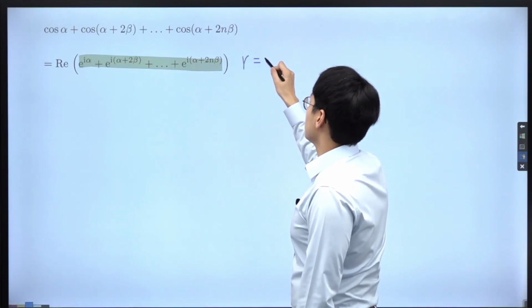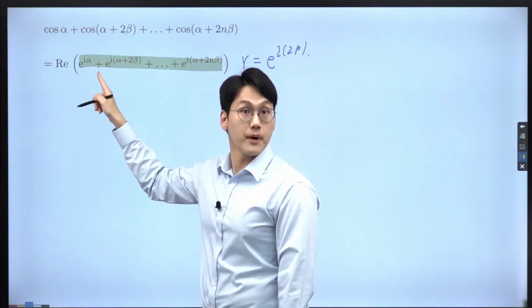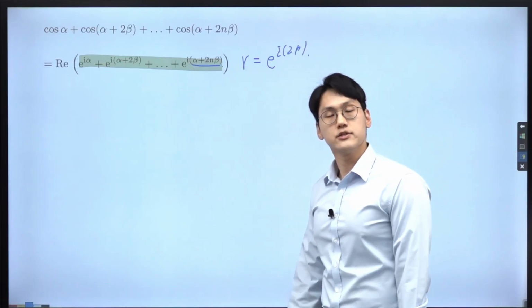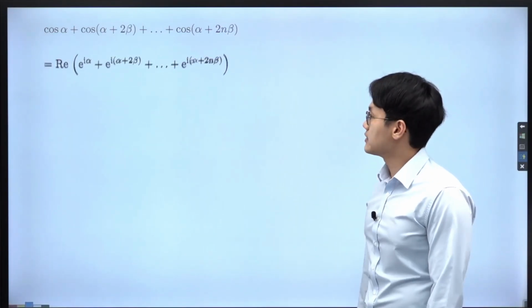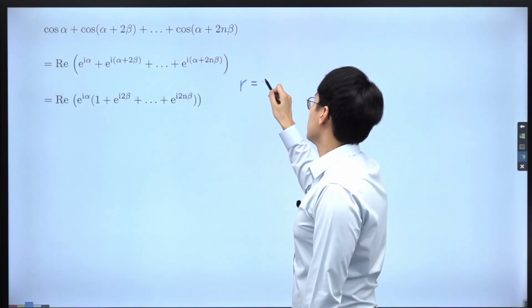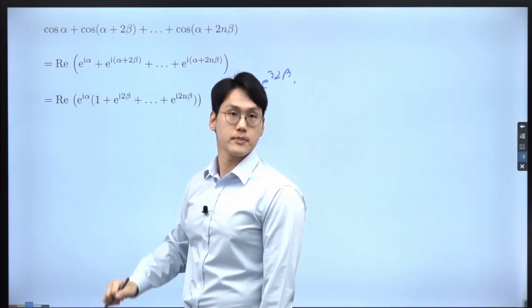Common ratio is going to be e to the power of i2β, because as you can see, to raise the argument, you have to multiply by some number, and then it goes by the common ratio of e to the power of i2β. All right, so that's correct. So my common ratio here is going to be e to the power of i2β. So that's great. First of all, it's just simplified by the common factor of e to the power of iα.